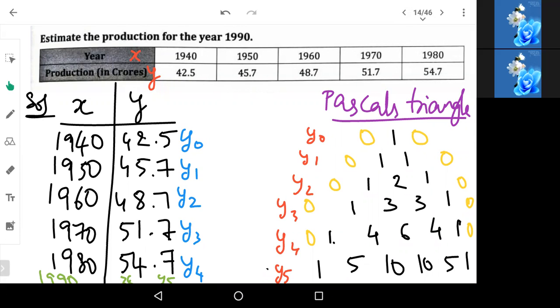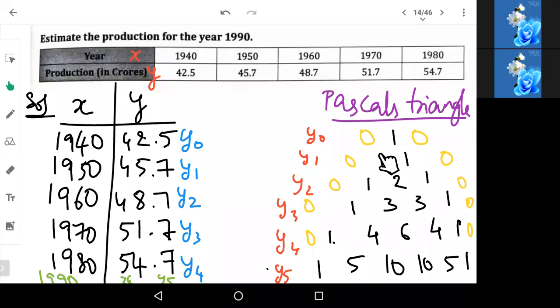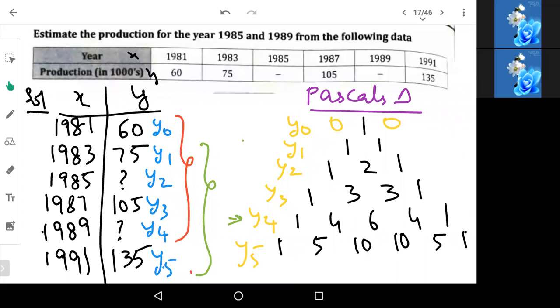How many values do you know here? 1, 2, 3, 4, 5. So the number of known values is 5. Why 5? From 0 you have to take: 0, 1, 2, 3, 4, 5. So that's why we have taken Y5. The number of known values is equal to the Pascal triangle data.